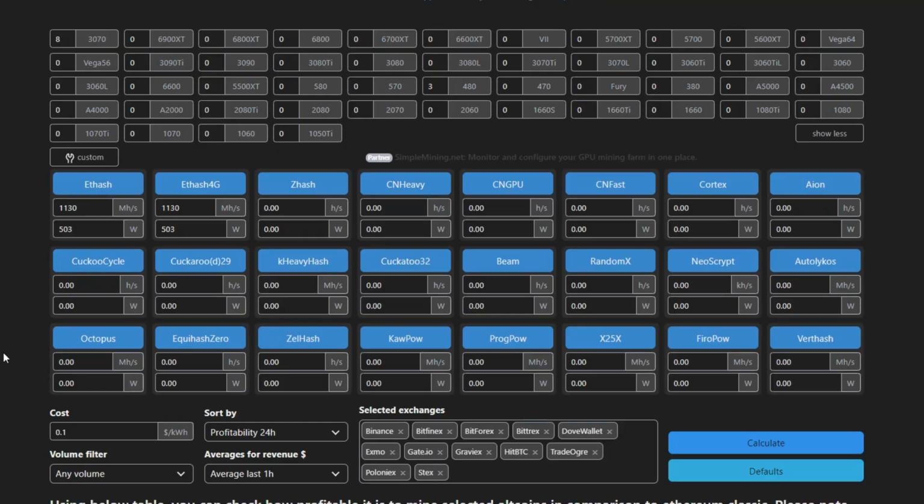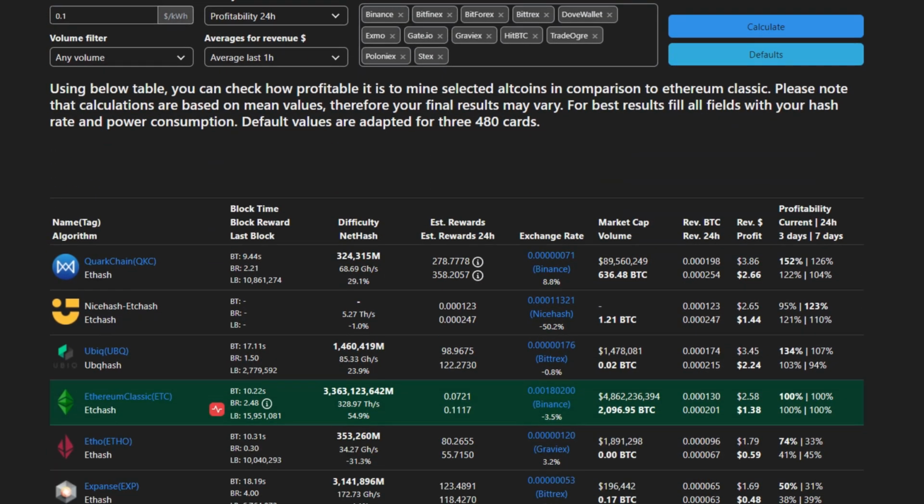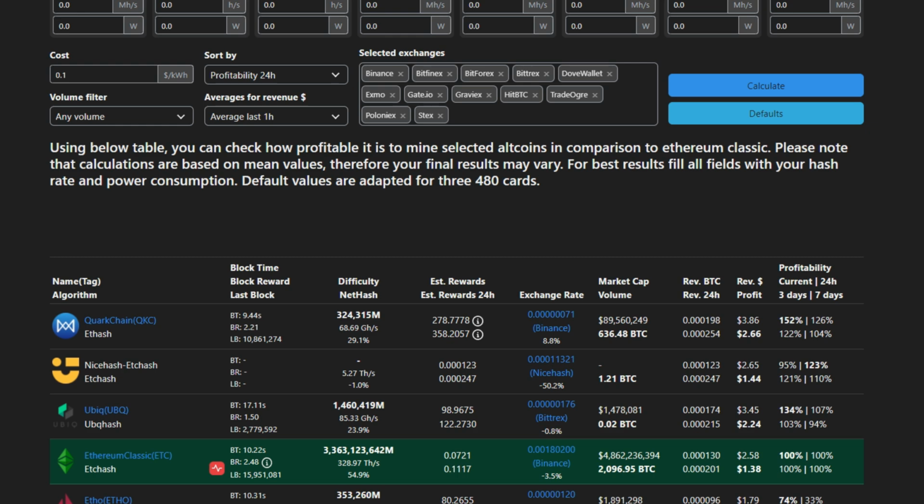All right, guys, so let's take a look at profitability. We know things have been very, very bad for everything. GPUs, I'm guessing same thing with this ASIC, but we have 1.1 gigahash, 1,130 megahash here at 503 watts. I do have the average for the last 1 hour because we don't have a full 24 hour average yet, and we'll get improper numbers and it'll look more profitable than it actually is. So let's calculate and see what this actually looks like. So not the greatest, but we are at least profitable.